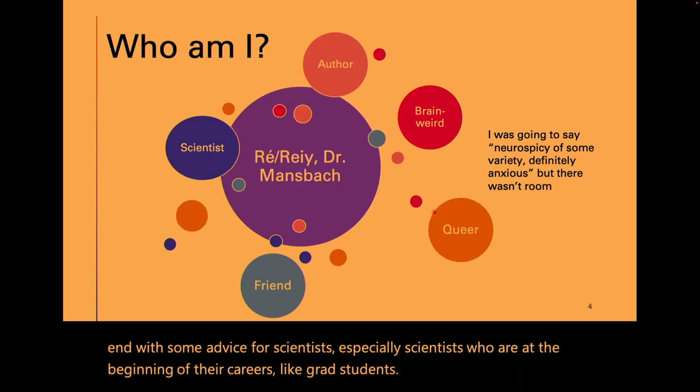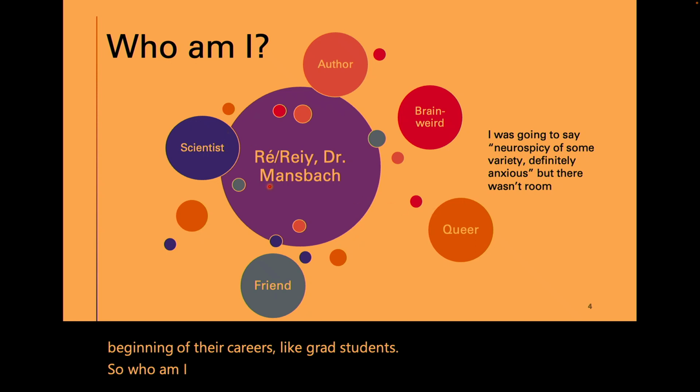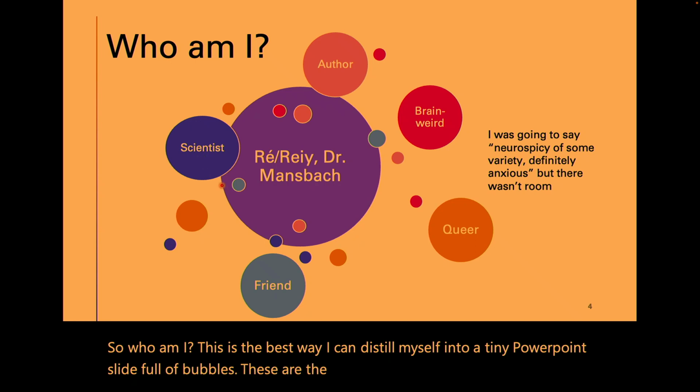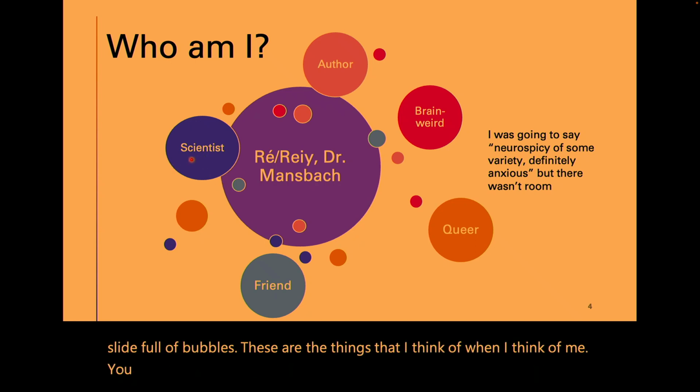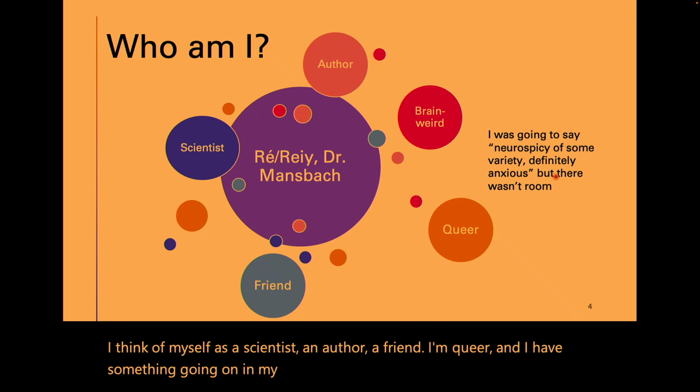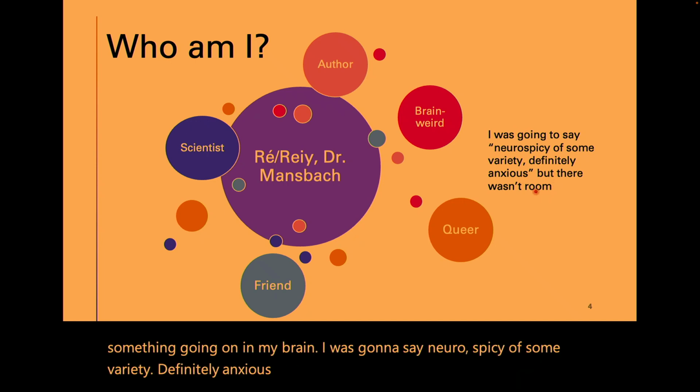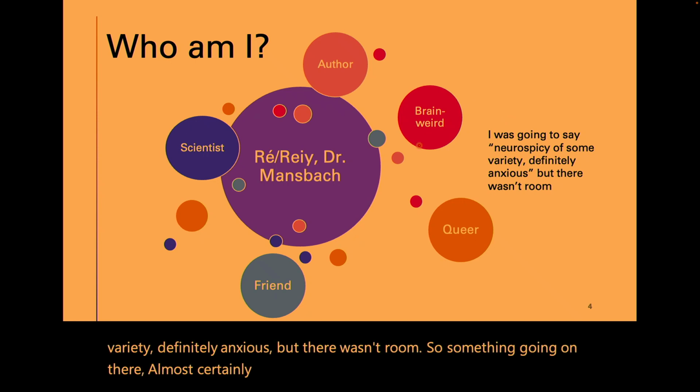So who am I? This is the best way I can distill myself into a tiny PowerPoint slide full of bubbles. These are the things that I think of when I think of me. I think of myself as a scientist, an author, a friend. I'm queer, and I have something going on in my brain. I was going to say neurospicy of some variety, definitely anxious, but there wasn't room. So something going on there. Almost certainly PTSD, maybe some other things too. We're not sure. But hi, this is me.